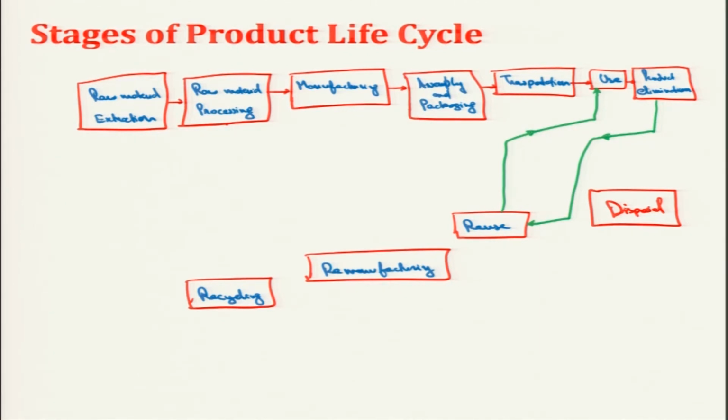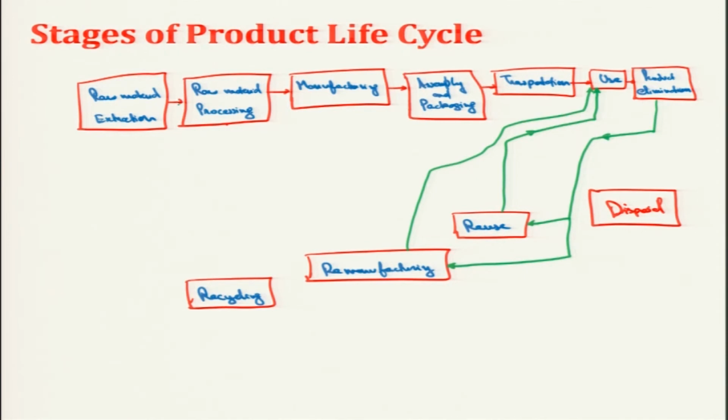If not reusable, then we can remanufacture, that is maintenance and repair, all those things. So even this product elimination can come here, remanufacturing. So where does this remanufacturing go? After remanufacturing, the product can be again reused. This is actually the secondary flow of the product.